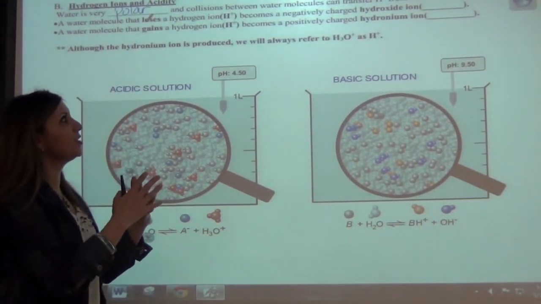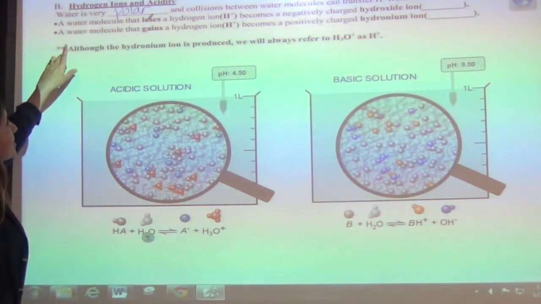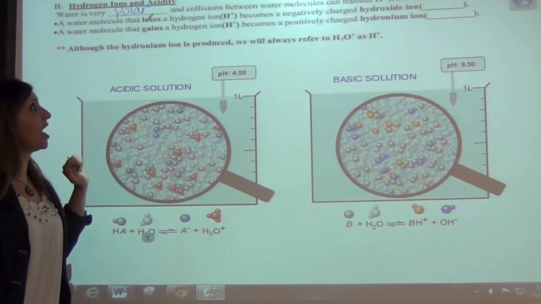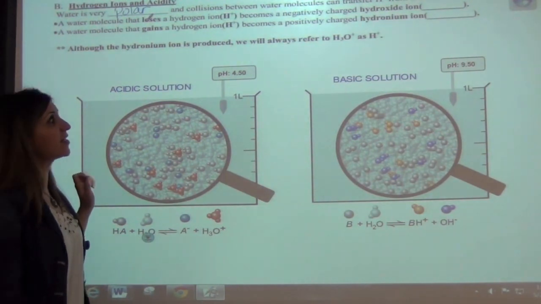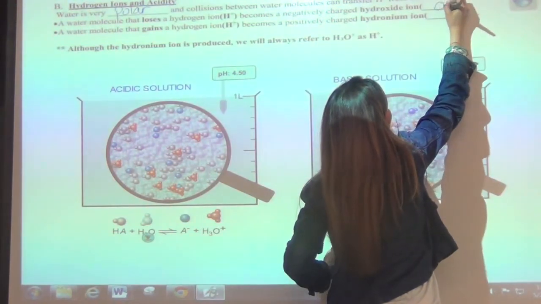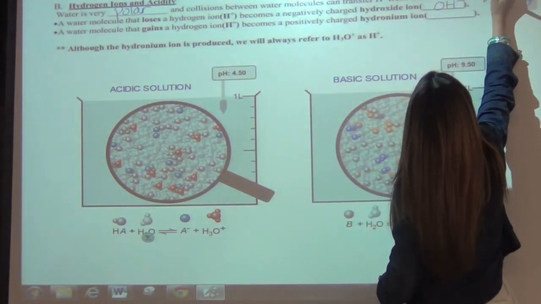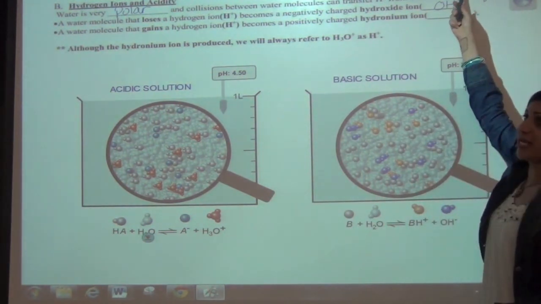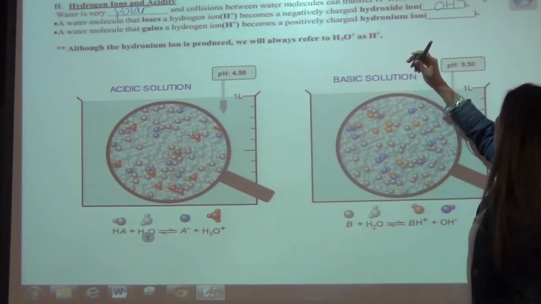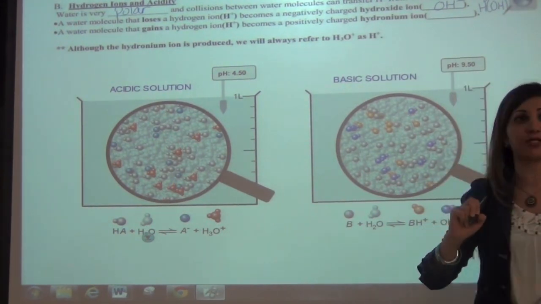Collisions between the water molecules will transfer H plus from one to another. It says a water molecule that loses a hydrogen ion becomes a negatively charged hydroxide ion, which is given as OH minus. So in other words, if you have an H2O molecule and it loses one of the H pluses, what you're left with is OH minus, if you look at water this way as HOH.